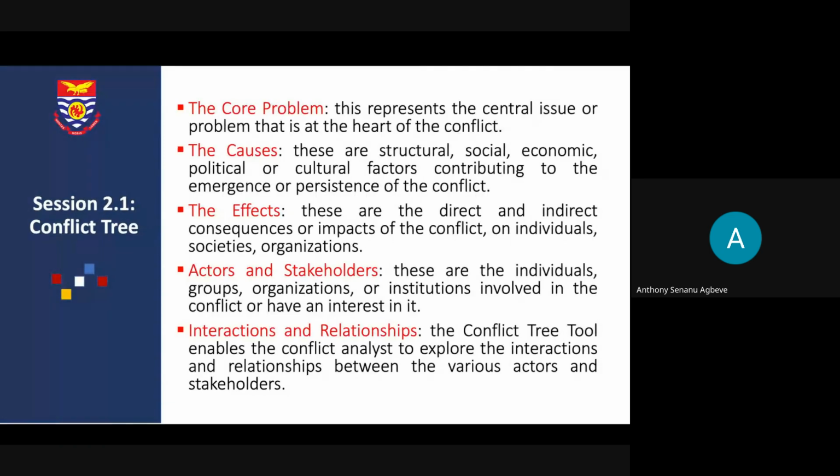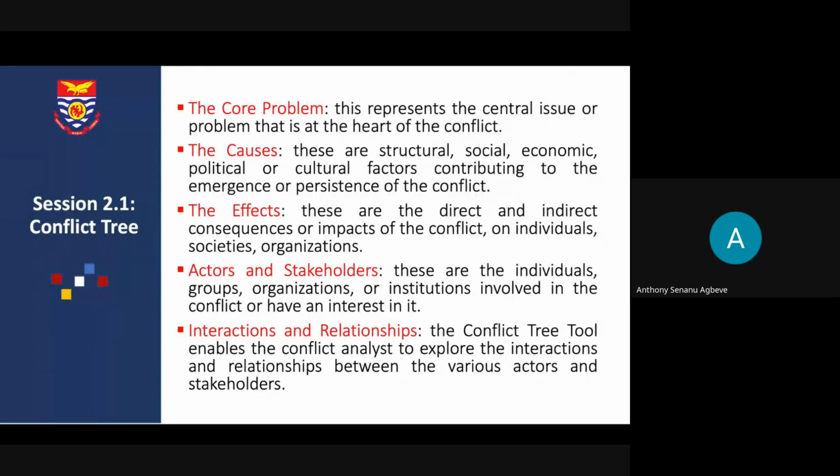So the core issue can be a chieftaincy dispute, right? The major thing that is driving this conflict is a chieftaincy dispute. It can also be a land dispute, right? So this is what the core problem is. Then, within having that core problem, what are the causes that are driving the conflict?